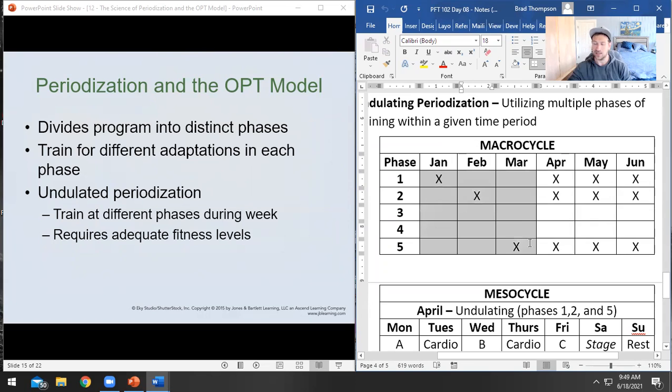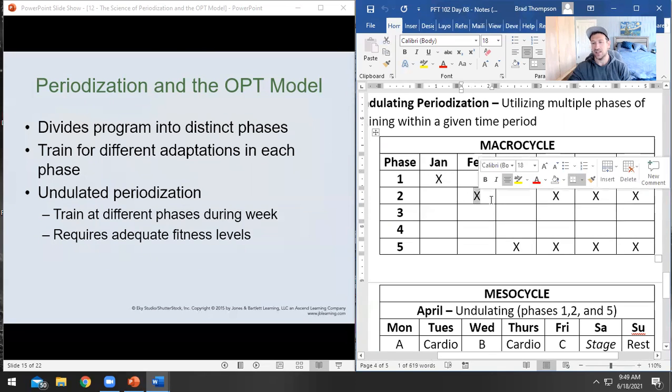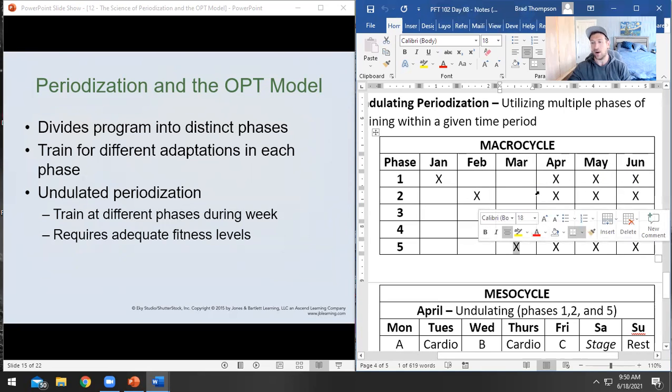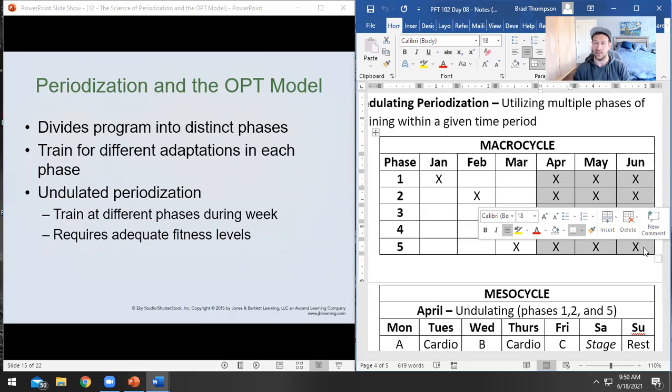January is probably the preseason for my athlete. Leading up to the season, in January, they're going to do corrective exercise. In February, they're going to work on their endurance, and in March, they're going to develop their power. Then April, May, and June are the on season. Now my athlete has games to worry about, and I want to make sure they're not super exhausted.